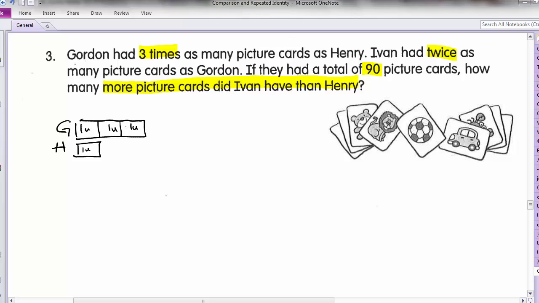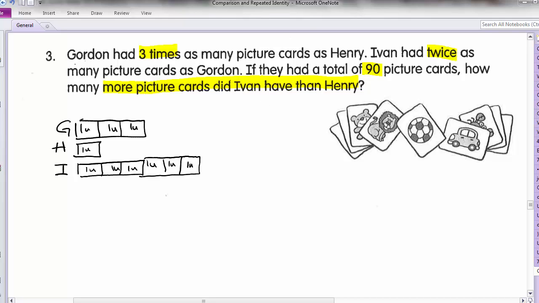Now Ivan twice as Gordon. So Ivan, let me draw it down here. Twice of Gordon. So Gordon has 3 units. Ivan will have 3 times 2, which is 6 units. So Ivan will have 1, 2, 3, 4, 5, 6 units.